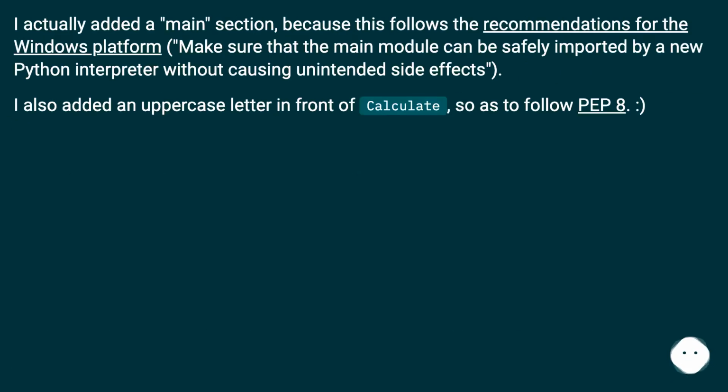I actually added a main section because this follows the recommendations for the Windows platform. Make sure that the main module can be safely imported by a new Python interpreter without causing unintended side effects. I also added an uppercase letter in front of calculate, so as to follow PEP 8. Smiley face.